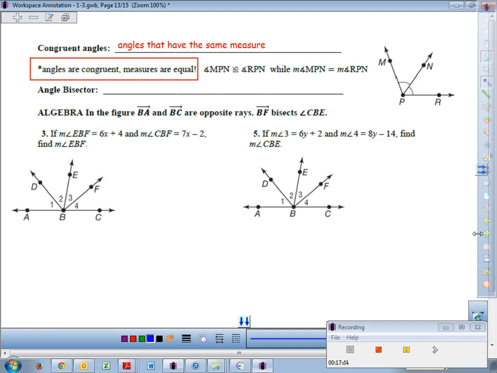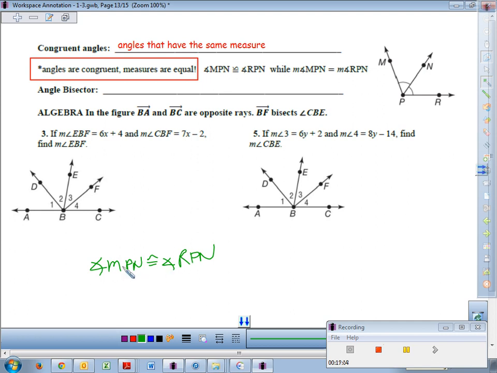Groovy. And I don't know if I have a box around it on yours, but you should put a box around it right here. Angles are congruent and measures are equal. Either highlight it or put a box around it, whatever you got. But that's a big thing also. We were kind of talking about that earlier. Angles are congruent, so you can see it says angle MPN is congruent to angle RPN.